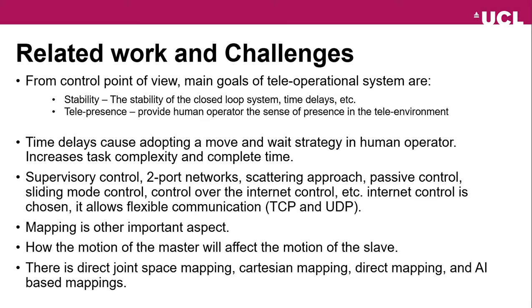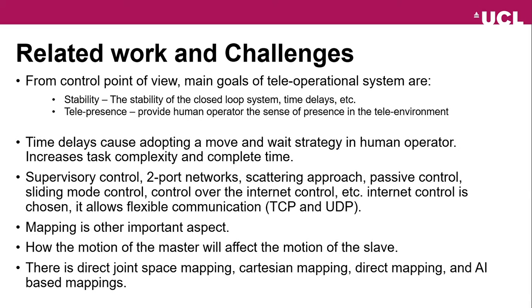Internet control is chosen for this project because it allows flexible communication, meaning with internet communications, two different protocols can be applied, one called TCP, the other called UDP. TCP allows none of the signals to be lost, but at the cost of the time delays being higher, so it uses a buffer, whereas UDP allows the real-time signal transmission, but at the cost of some of the signals being lost.